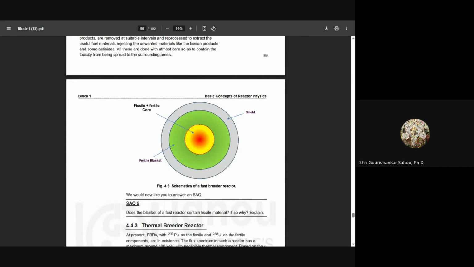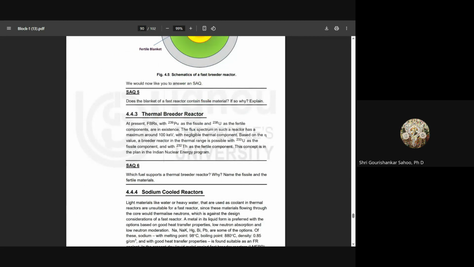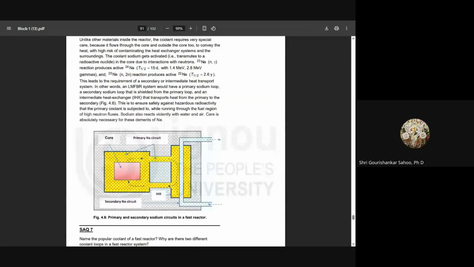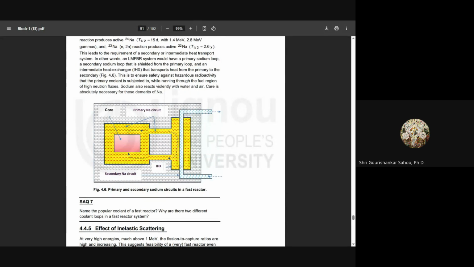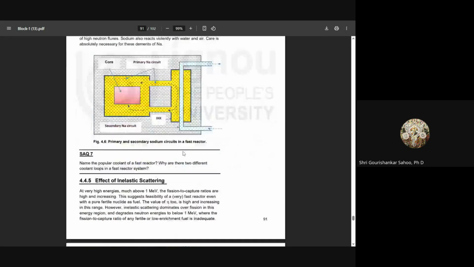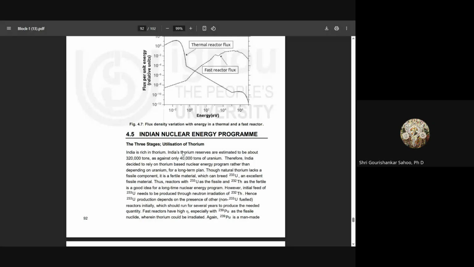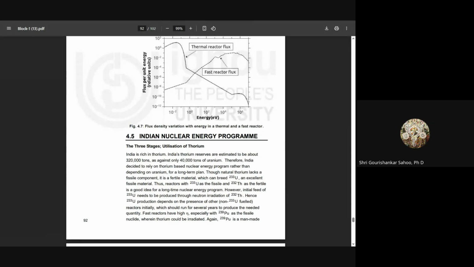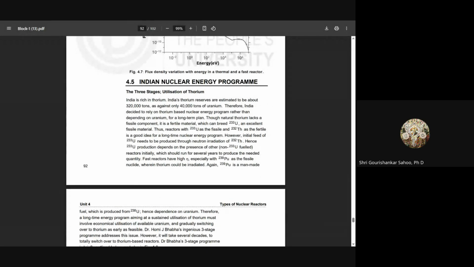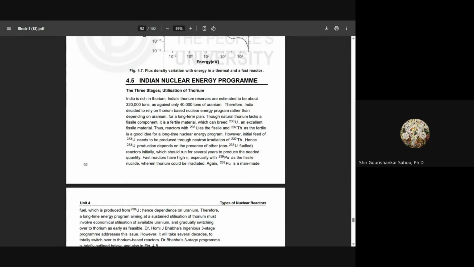In a fast breeder reactor, there is a fertile blanket, fissile fertile core, and shield. There you do not need any coolant or moderator to slow down the neutron, and it happens very fast. So these are the primary and secondary sodium circuits in the fast reactor, as shown schematically on the screen. This is the flux density variation with energy in thermal and fast reactors in a non-elastic collision type. And India has a very successful nuclear program.